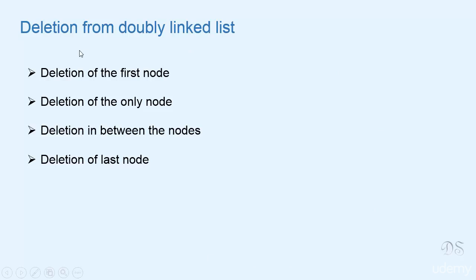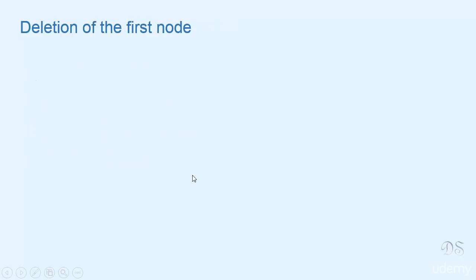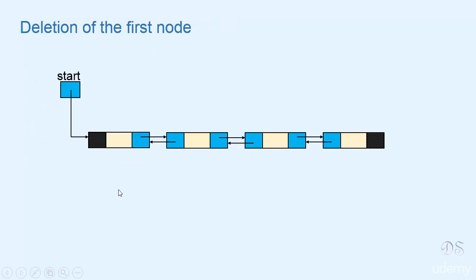In this video, we'll see how we can delete a node from a doubly linked list. These are the different cases that we'll see. So first, let's see how we can delete the first node of the list.